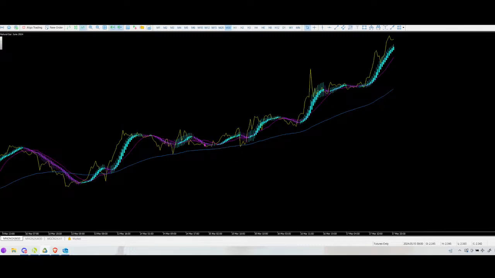pullback on the 5-minute and then enter on a move back up. But it just depends how aggressive you want to be. But that's how I kind of use this.